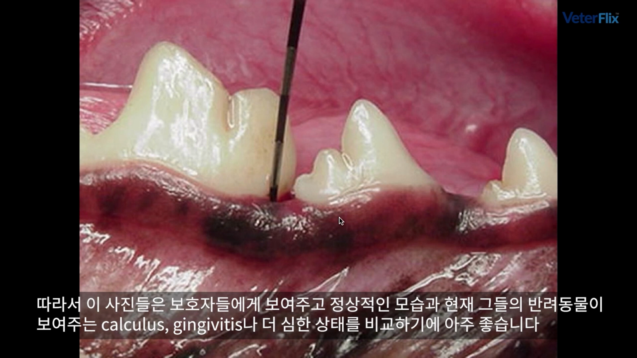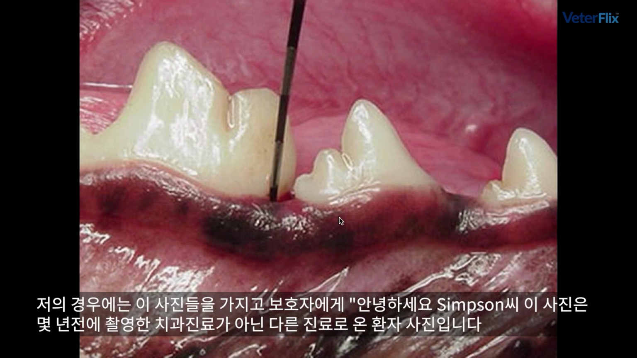So this is an excellent set of images to present to clients to demonstrate the difference between what looks absolutely normal and what their pet presents with, which would be calculus and gingivitis or worse.